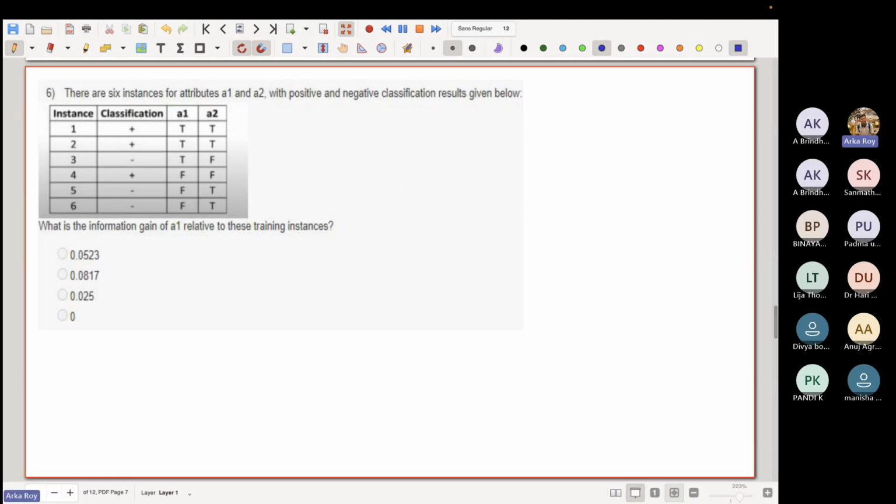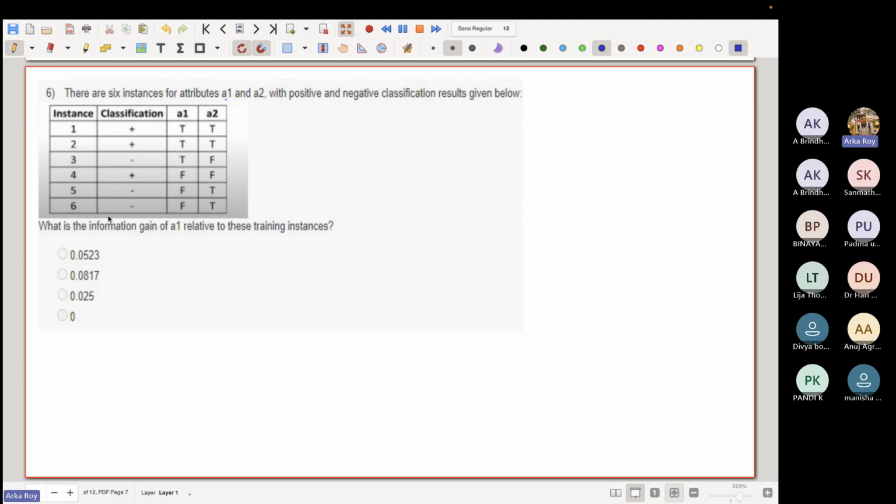Okay. So the next question is a numerical problem on decision trees. Over here, there are 6 instances for attributes A1 and A2, the input features or attributes, with positive or negative classification results. These are the two classes that you have, either positive class or negative class.